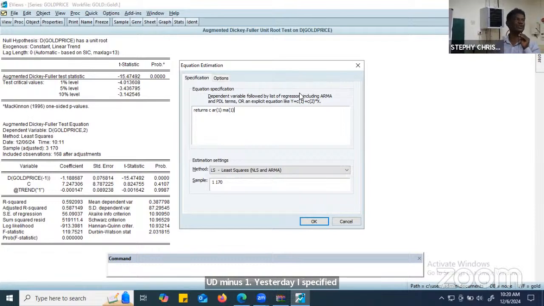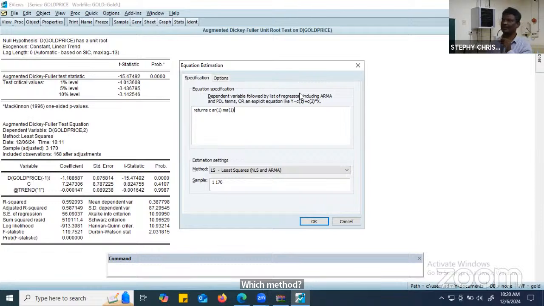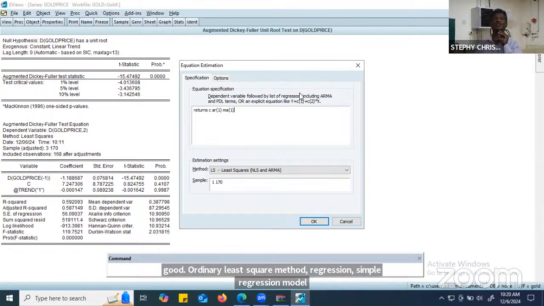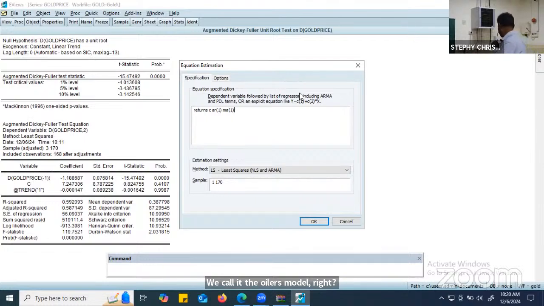Now what are we supposed to do? Estimate it. Click OK. Which method am I using? Below you can see. Very good. Ordinary least square method, a simple regression model. We call it the OLS model, right? Ordinary least square method. So click OK.